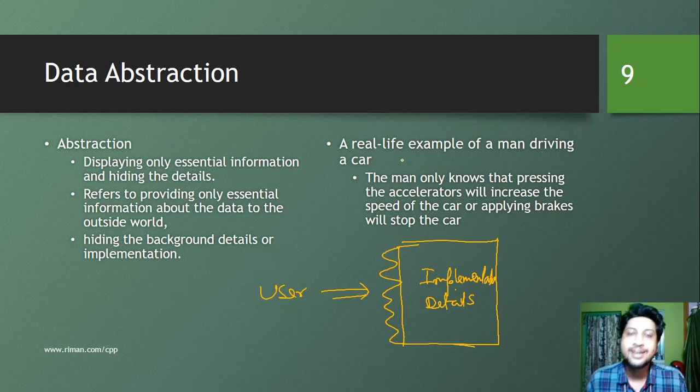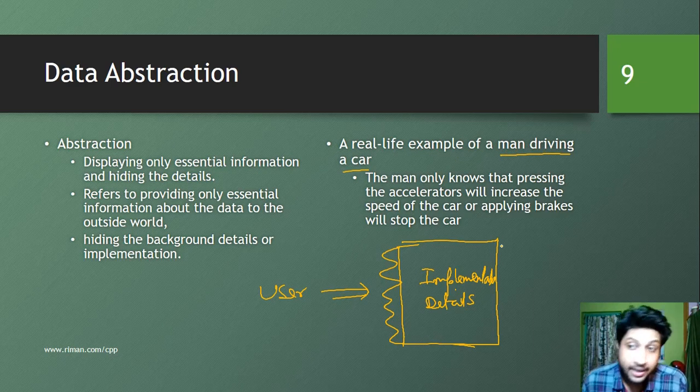We can take the example of a man driving a car. That man only knows that pressing the accelerator will increase the speed of the car, or that braking will stop the car. He doesn't know how this actually happens. How the speed is increased when you apply acceleration is not important for that man. And how the car stops when you apply the brake is not required for that particular driver to know.